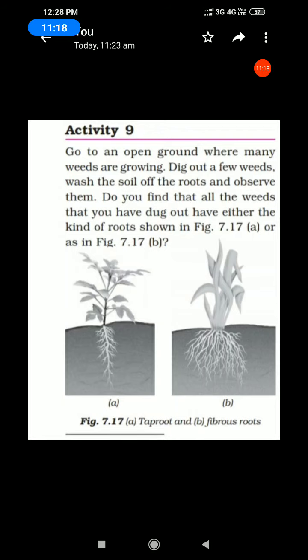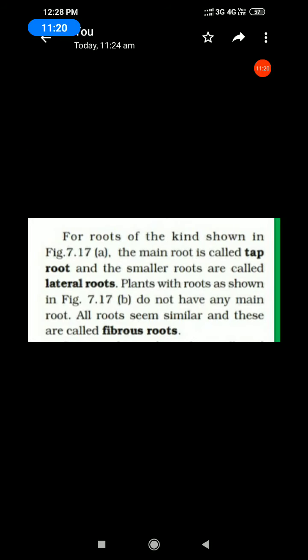For roots of the kind shown in picture 7.17, the main root is called taproot. All of you underline the word. The main root is called taproot. And the smaller roots are called lateral roots. Students, underline the word with your pencil.